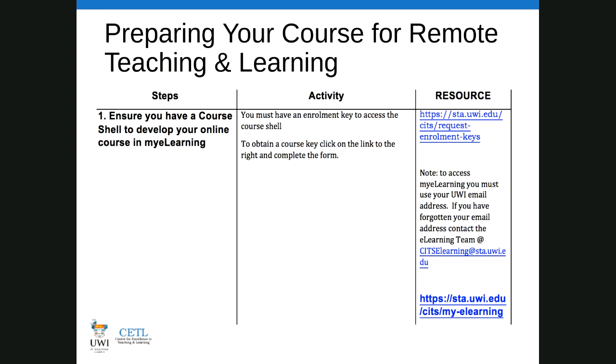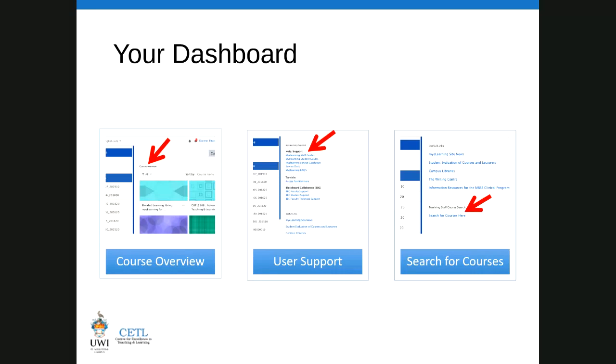All right, the next thing: you have that first step down, and once you get the enrollment keys, you go to your myeLearning platform and log in, inserting your ID number and whatever password you have for it. If you look at this third column here, right here, this third graphic, you're going to search for your course.